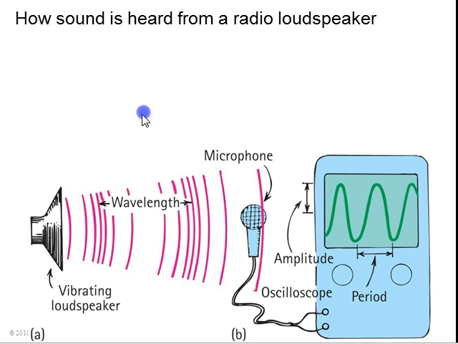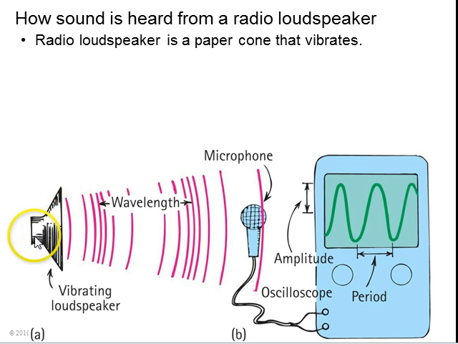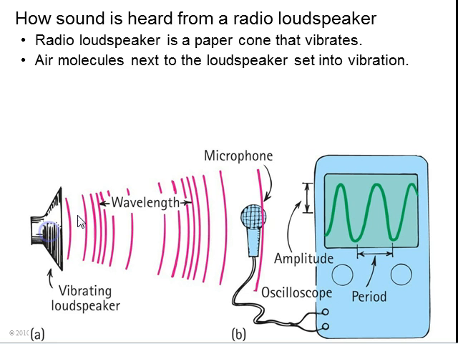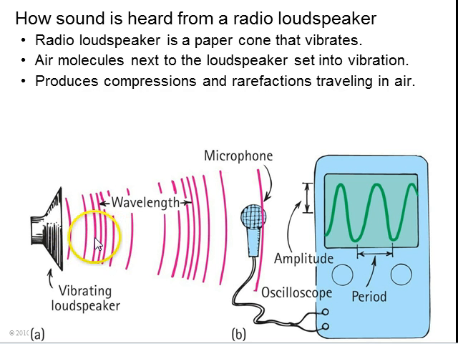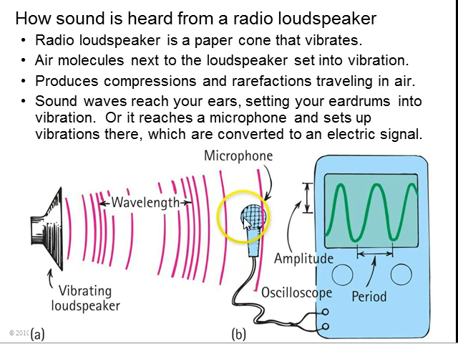So here's how sound is heard. First, you need a source, such as this loudspeaker, which has a paper cone that's vibrating. That pushes and pulls the air molecules next to the loudspeaker and sets them into motion. And that produces compressions and rarefactions which travel outward through the air. Then it hits a detector, such as your eardrum or a microphone, which sets up a vibration in the detector. For example, in this microphone, that produces an electric current, which we can then record in our computers.